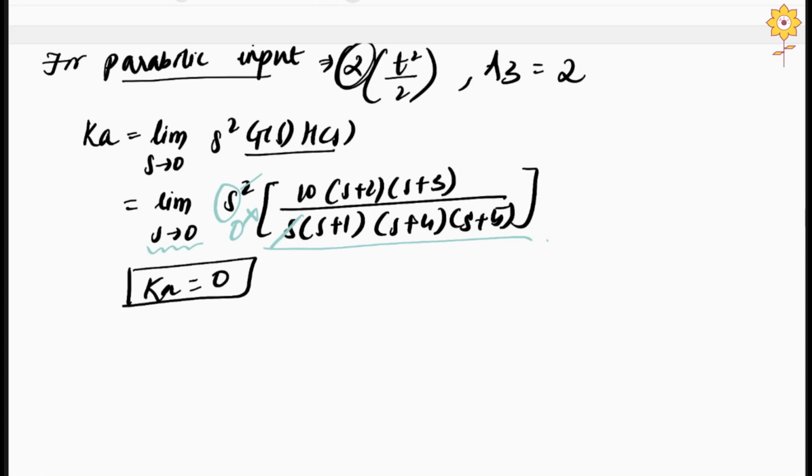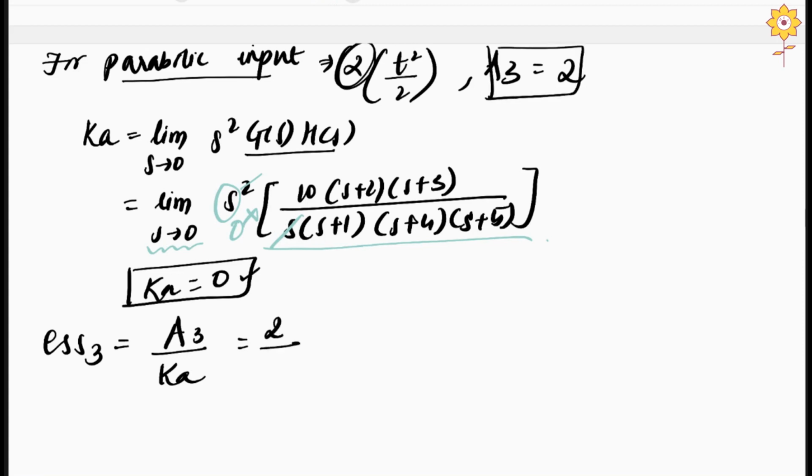Now, let us move ahead and calculate the steady state error ESS. Okay. So, it is magnitude A upon Ka, A3 in this case. So, A3, the magnitude is 2. So, 2 upon 0, okay. Anything divided by 0, that is 2 divided by 0 is going to give us what? It will give us infinity. So, ESS3 is infinity. Okay.